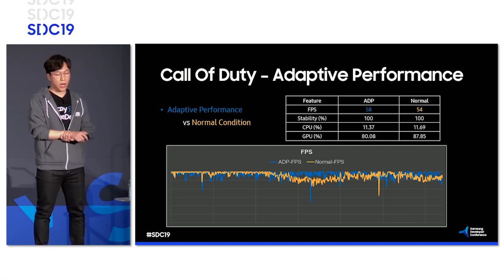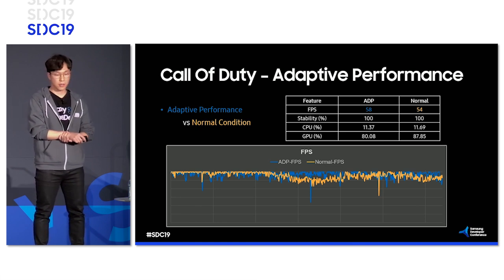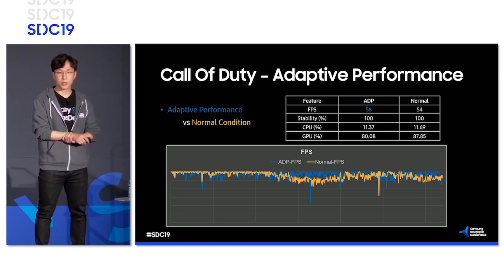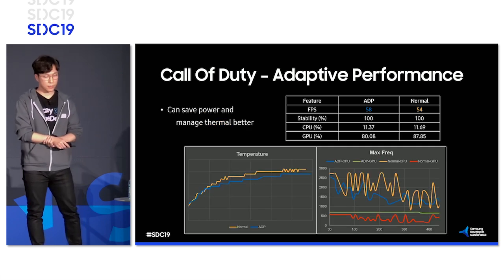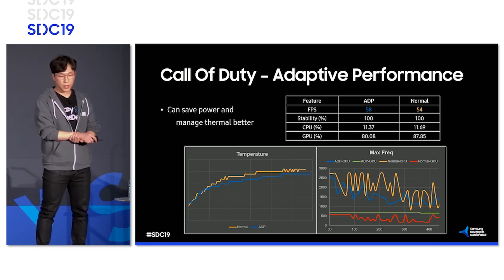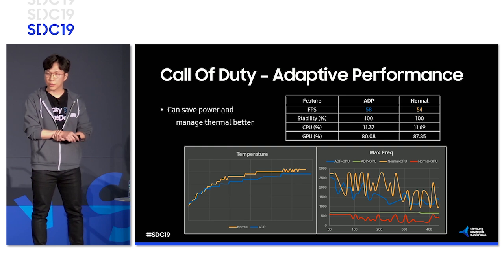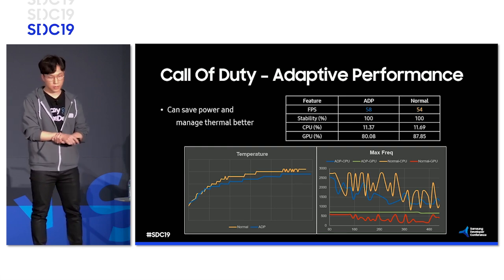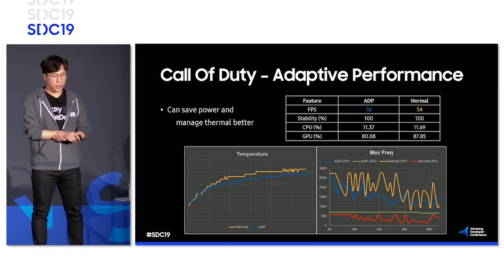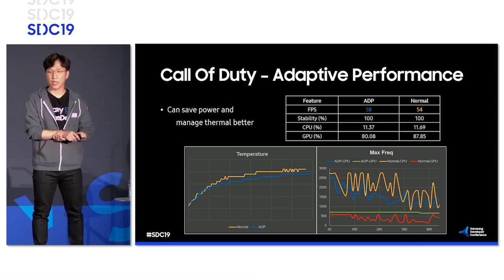So, how does adaptive performance get better performance data? Let's take a look at temperature and power data. In the temperature graph, with adaptive performance, temperature is on average 2 degrees and at maximum 3 degrees lower than without adaptive performance. Also, the frequency graph shows CPU frequency is managed lower and GPU frequency is kept at a stable level.